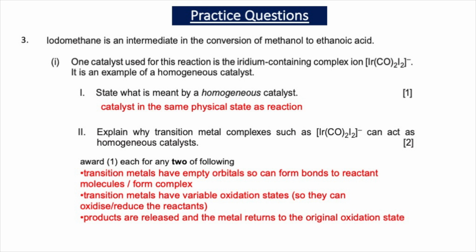Now for part 2, it's asking you to explain why transition metal complexes can act as homogeneous catalysts. So to get the marks here, you need to have 2 of the following points. So the points are, you could say transition metals have empty orbitals, so can form bonds to reactant molecules or could form a complex to them. You can say that transition metals have variable oxidation states, so they can oxidize or reduce the reactants. And you could say that products are released and the metal returns to the original oxidation state. So if you had 2 of the following points, you get the 2 marks here.